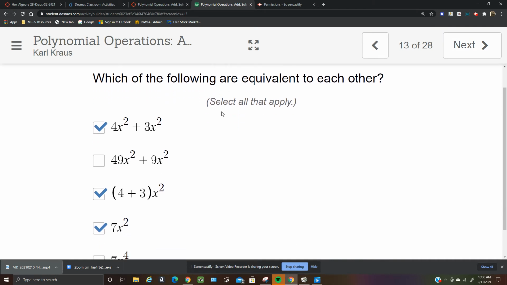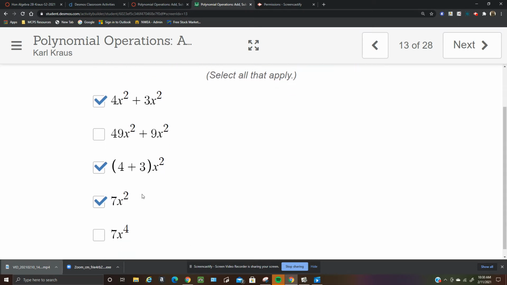So which ones are equivalent? Add these together, you get 7x squared. Here you get 7x squared. Here you get 7x squared. This is not equivalent. Not equivalent.